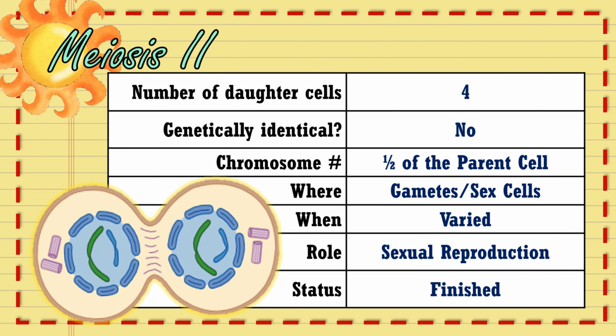This is the outcome after meiosis II. It produces 4 daughter cells which are not genetically identical, and the chromosome number is half of the parent cell. So remember that meiosis is for sexual reproduction.